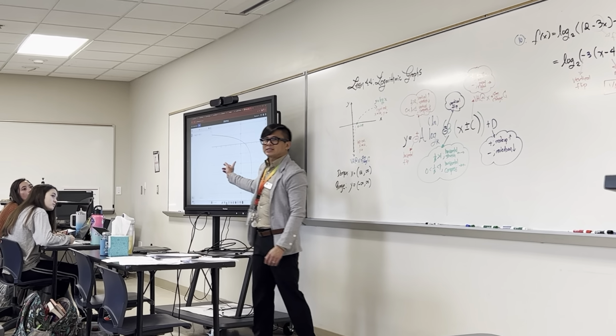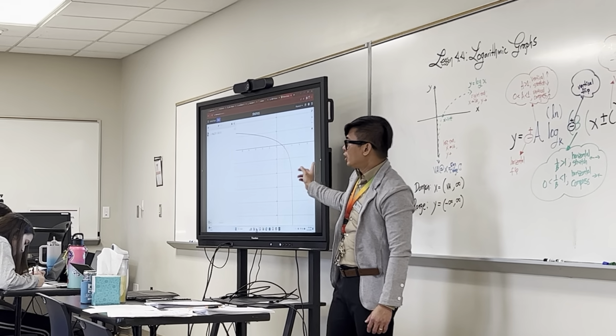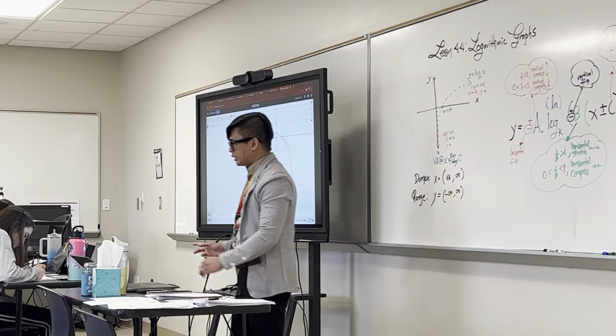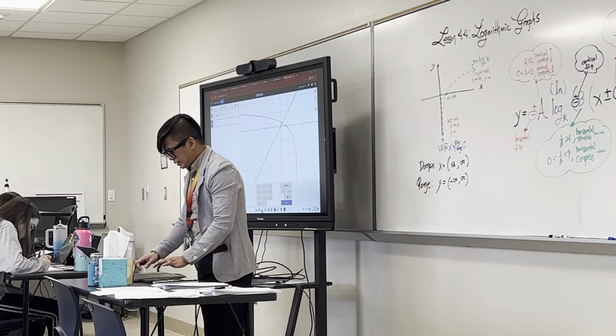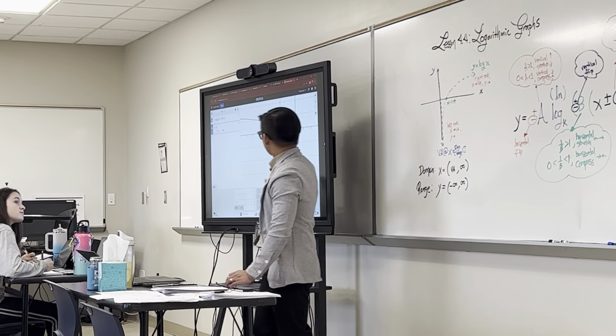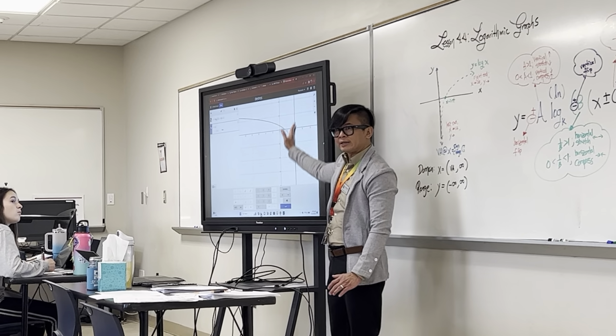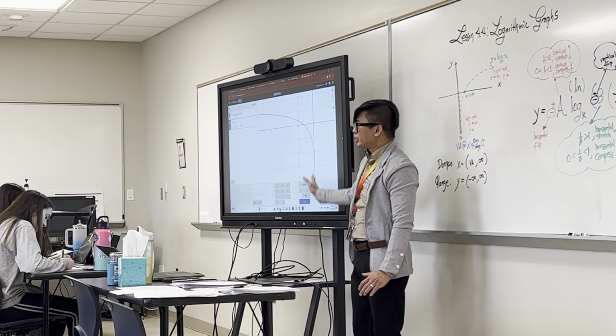Are we good, guys, with what we did? Right. Where do you think is a vertical asymptote once again? X is equal to 4. So you see that the vertical line in blue, right? That's your vertical asymptote, right?